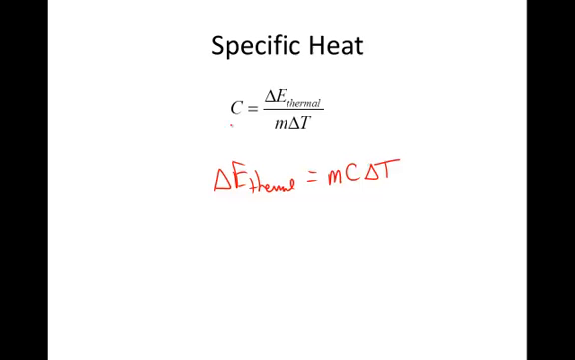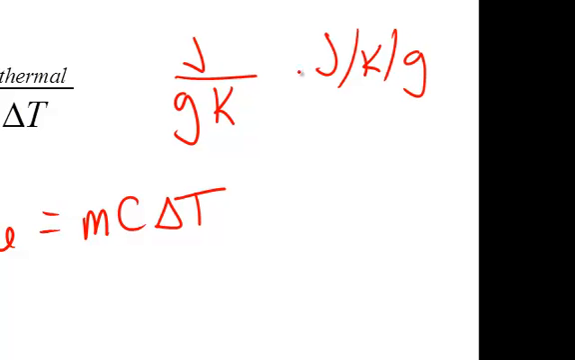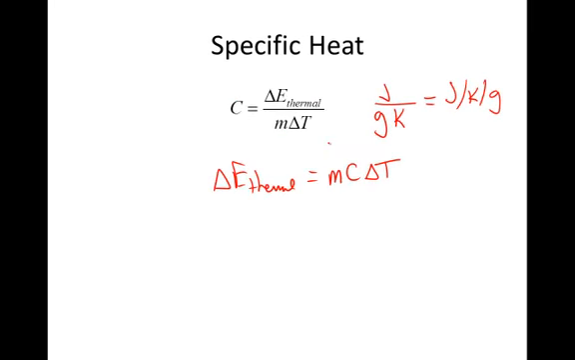Typically, the units of C are measured in terms of joules per gram per Kelvin. There are other possibilities, but for our purposes, typically joules per gram per Kelvin. You'll also sometimes see this written as joules per Kelvin per gram. That's really just the same thing as this. So make sure that you understand what the specific heat is, what it tells us, and how to use it.